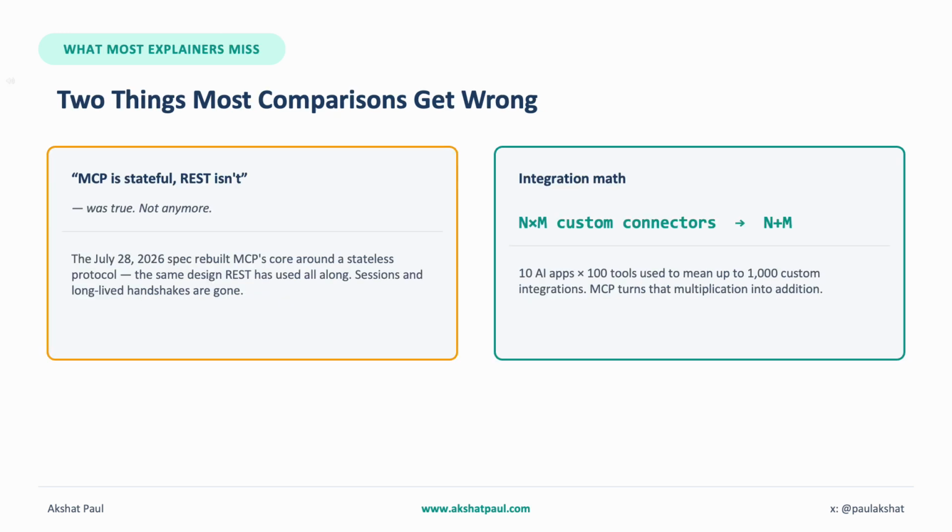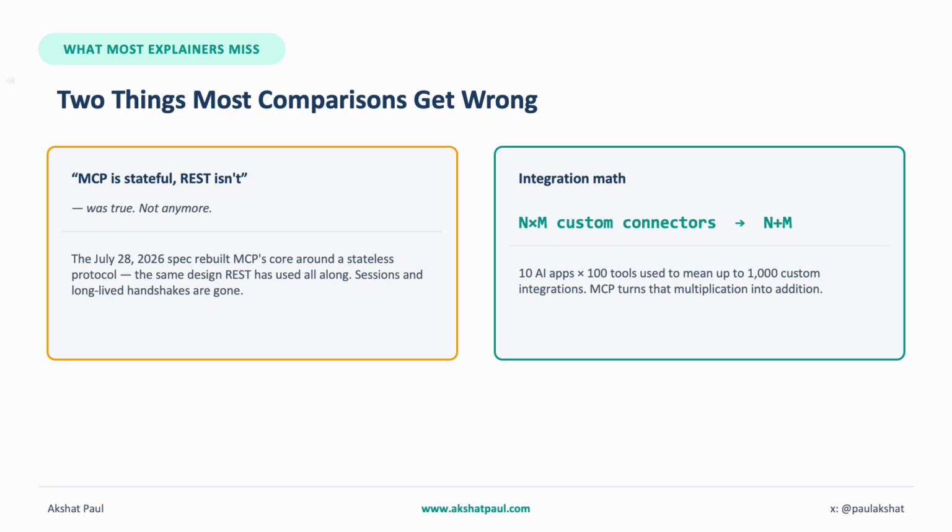Okay, this is the part I actually want you to walk away remembering because it's where most MCP versus REST content online is just out of date. First, the stateless thing. For the longest time, the standard comparison was REST is stateless, MCP is stateful. That's the trade-off. If you watched my video on the July spec update, you already know this changed. As of July 28th, 2026, MCP rebuilt its protocol core to be stateless too. No more long-lived sessions, no more persistent handshake baked into the architecture. So if you read an article that leads with MCP keeps state, REST doesn't, that's stale.